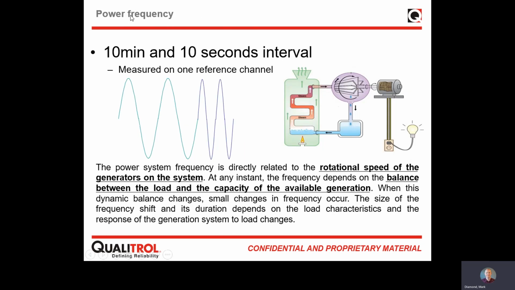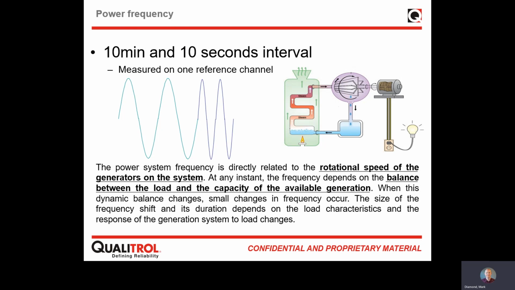Another calculation we look for is power frequency. Now, power frequency is a 10-minute sample, but in this case, there's also a 10-second sample. And here we're looking at that frequency and how that changes in relation to generation on the network and load. So we're always balancing the generation to the load. If the load disappears, the generation initially speeds up because there's no load holding it back, and there's a bit of inertia there.